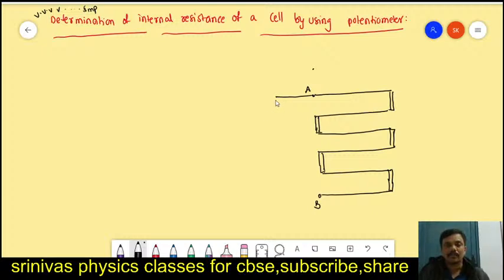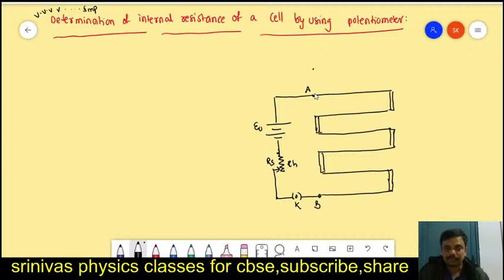This is the potentiometer wire, and this is the primary circuit, and this is the cell whose EMF is E. And this is some rheostat. That rheostat resistance is RS, series resistance. We are connecting to some plug key, that is K, and then we are connecting to AB. This is the primary circuit. Already we know that one. This circuit we previously discussed from the basics.